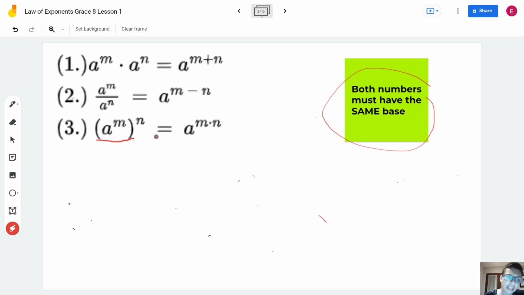And the third one is a bit trickier. It's a to the power of m in brackets. The brackets are very important to understand, because sometimes they will put brackets and you won't know what to do.